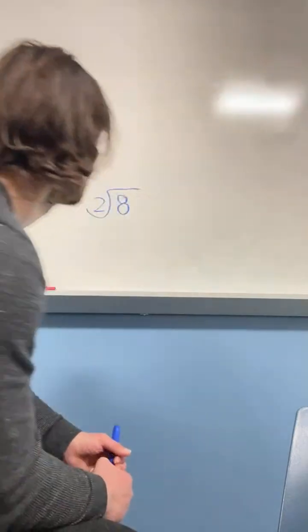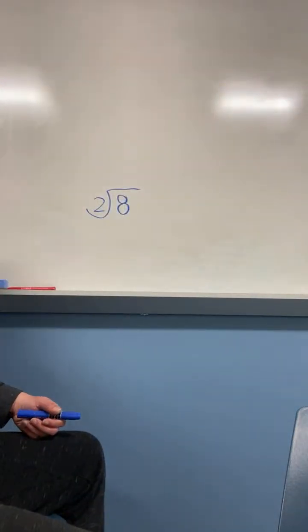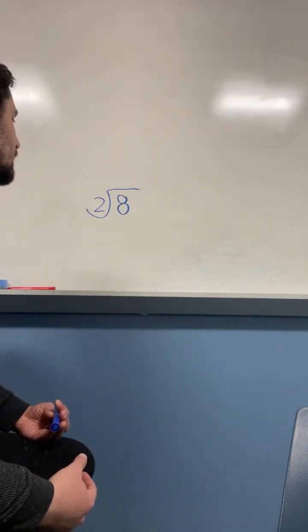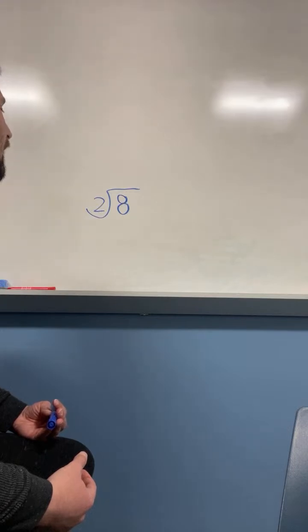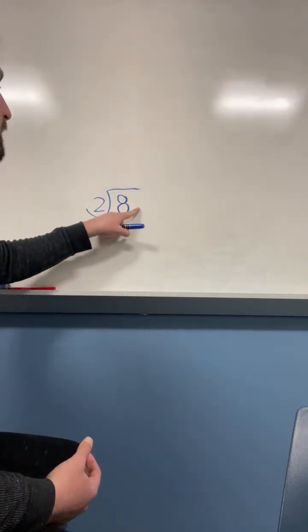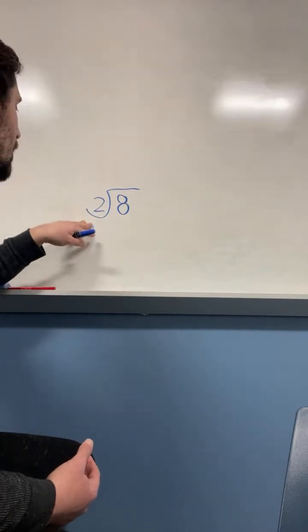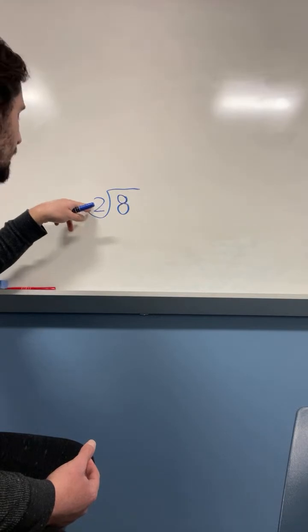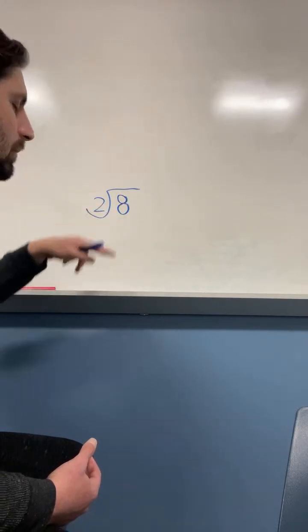Alright, so division. Division is the opposite of multiplication. Division is when you're given a total and you have to figure out how many groups of a number fit in that total. For example, for 8 divided by 2, we have a total of 8, and we have to figure out how many groups of 2 can we get to fit into the number 8.